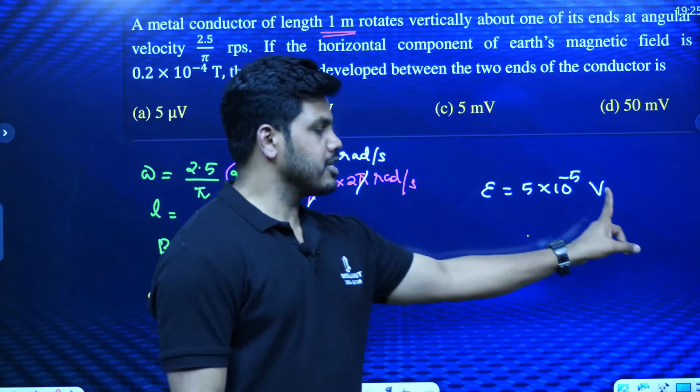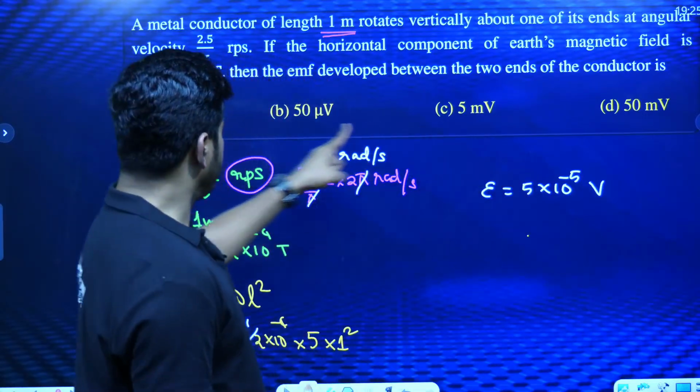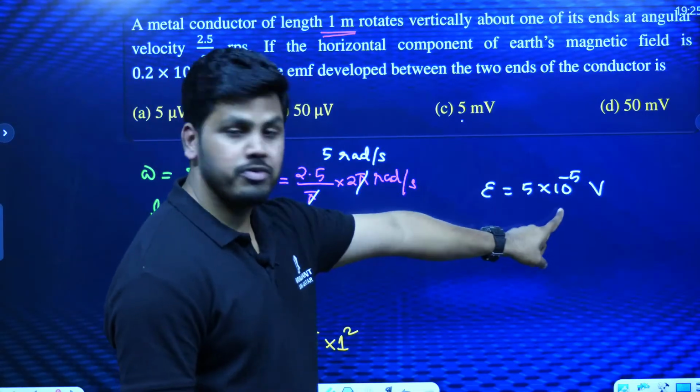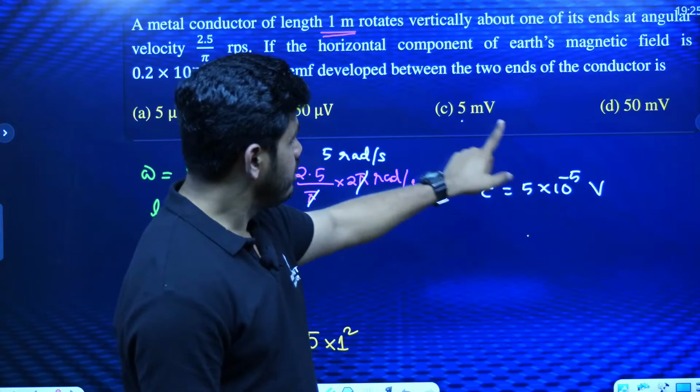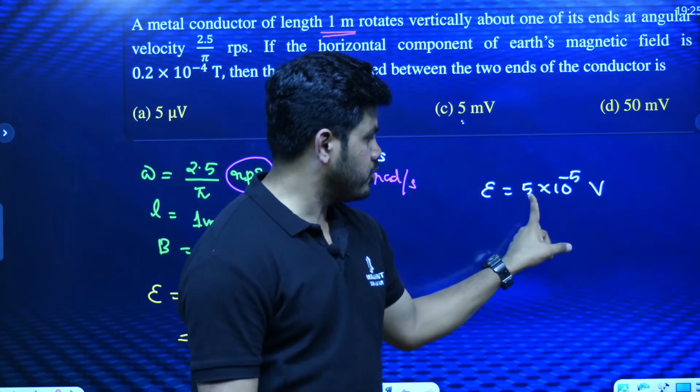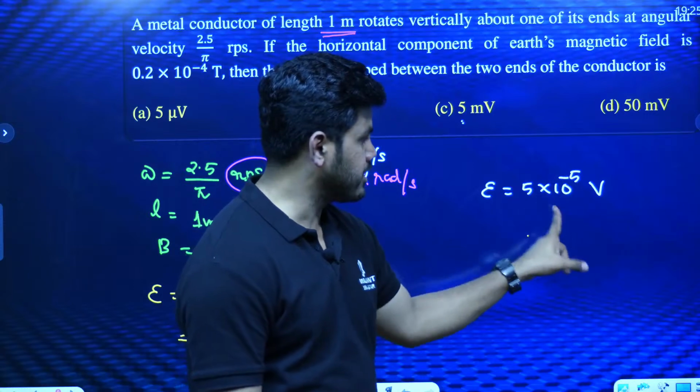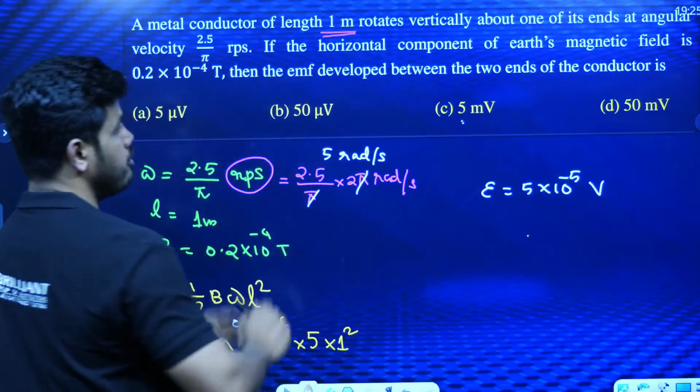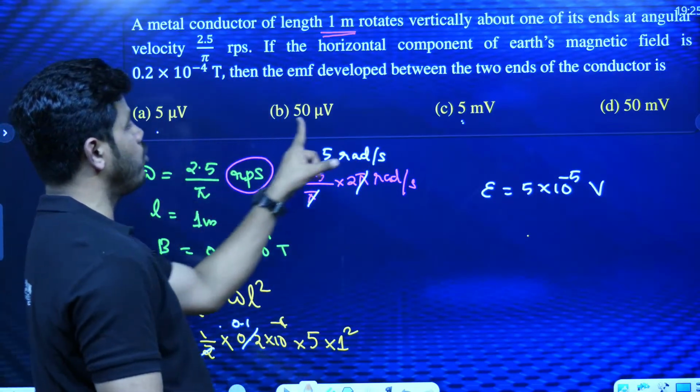So we have 5 into 10 raised to minus 5. So millivolt, it is not 5 millivolt. 5 millivolt means 5 into 10 raised to minus 5. So this is not 50, also not fine. If you are going to make it 50, it will be 10 raised to minus 6, right? So we have only 5 and 50 values. Magnitude is 5 or 50.